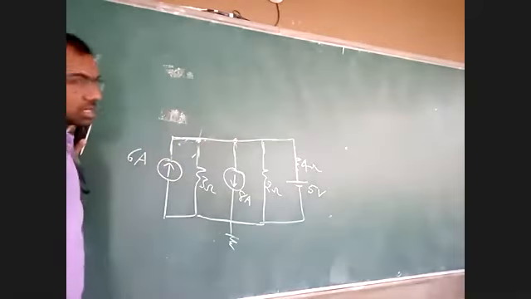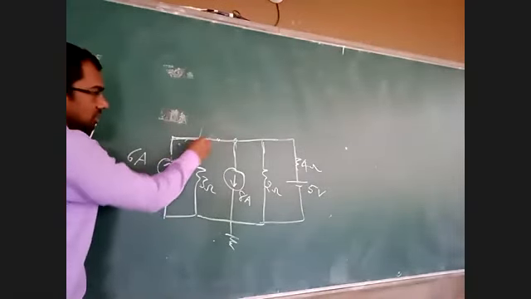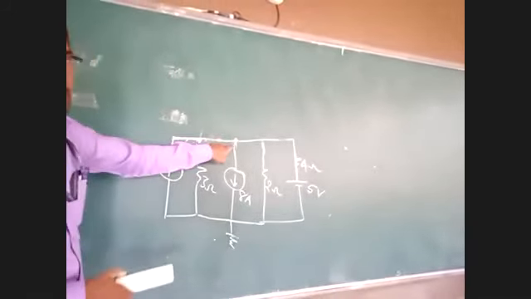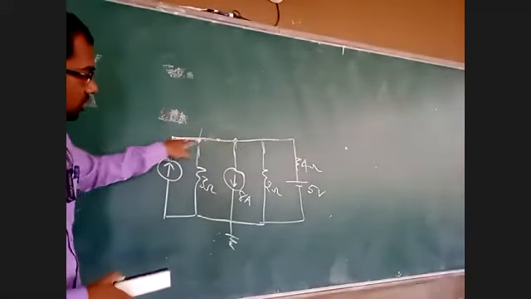If resistance is not here, this branch is connected here. This branch is also connected here. So extra nodes will be created. If resistance is here, nodes are created here. If resistance is not there, here and here, there is only a single node.